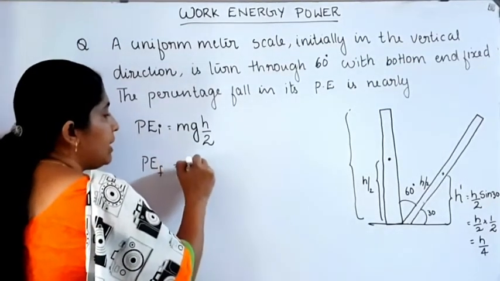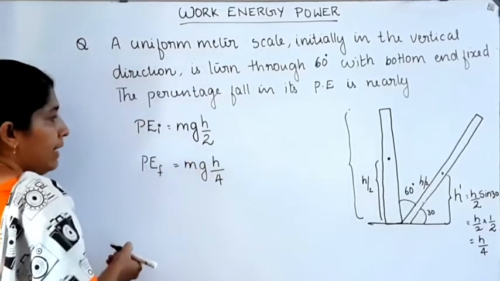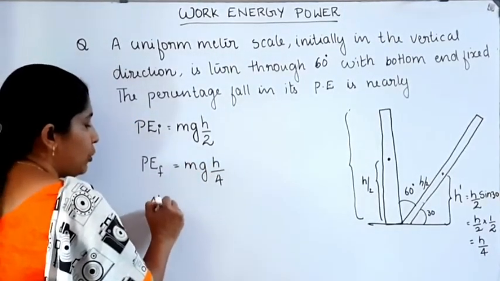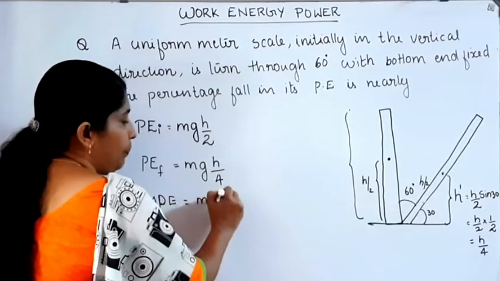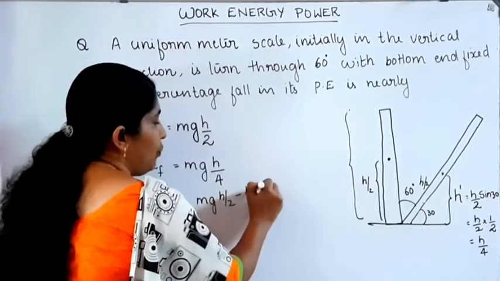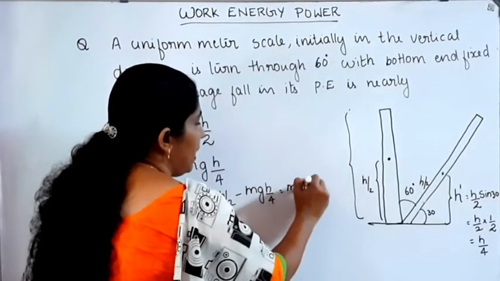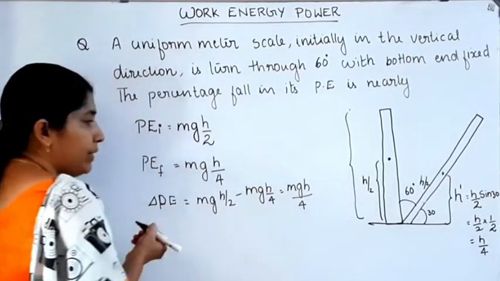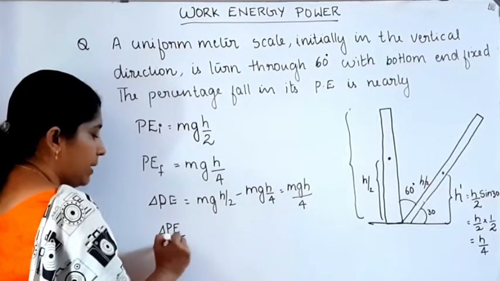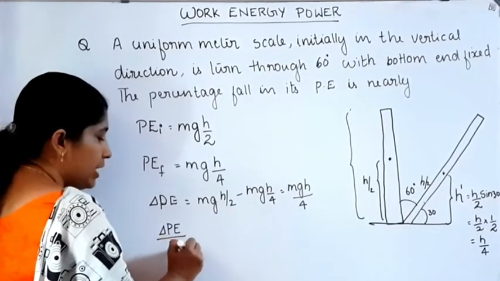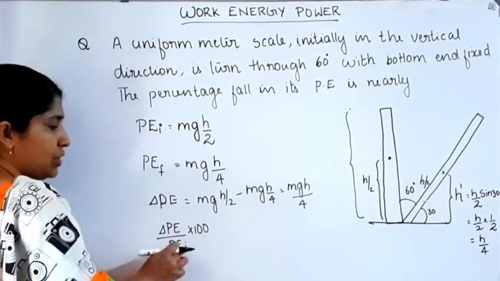Then final potential energy is equal to mg into h divided by 4. Then what about the change in potential energy? Change in potential energy is equal to mgh by 2 minus mgh by 4, that's equal to mgh divided by 4. Then how can we find out the percentage? Percentage change in energy is equal to change in potential energy divided by initial potential energy into 100.